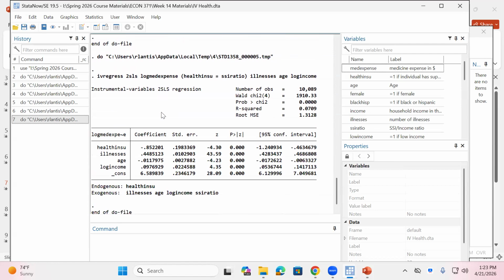Okay. So any questions on this idea before we keep moving?